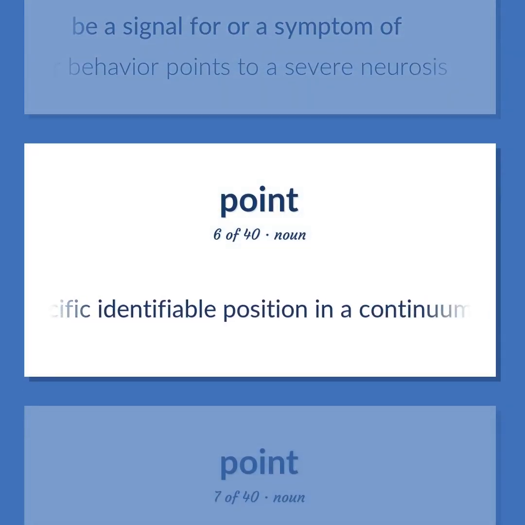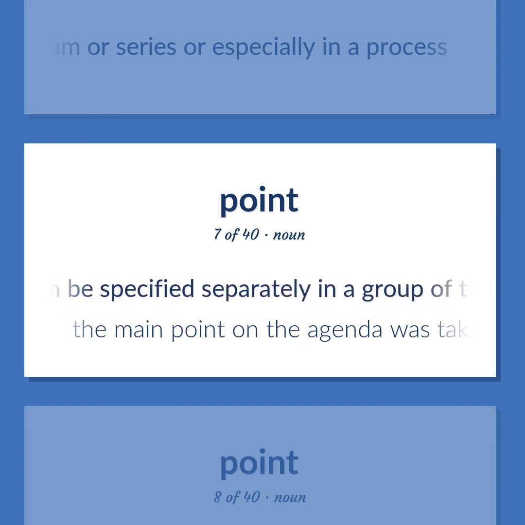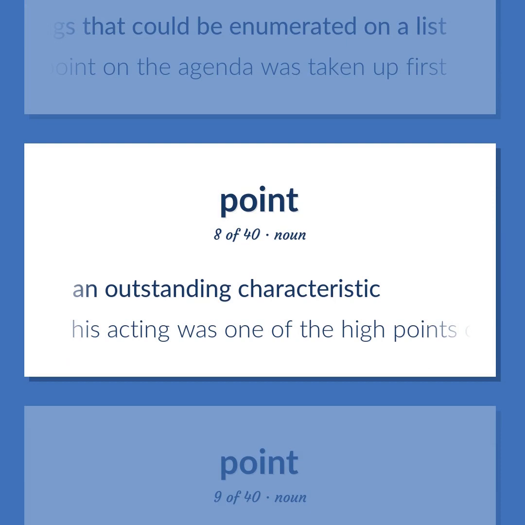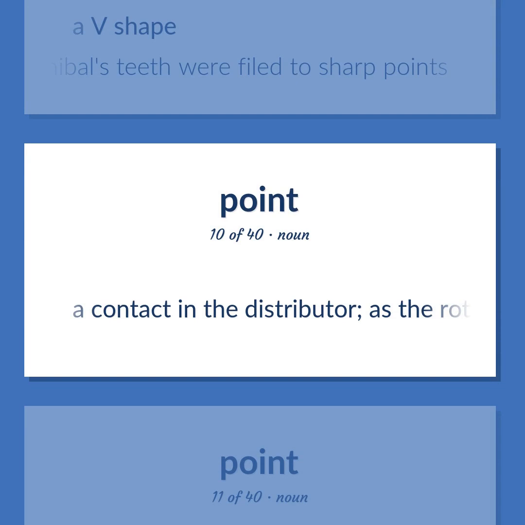A specific identifiable position in a continuum or series or especially in a process. A distinct part that can be specified separately in a group of things that could be enumerated on a list. The main point on the agenda was taken up first. An outstanding characteristic. His acting was one of the high points of the movie. A V shape. The cannibal's teeth were filed to sharp points. A contact in the distributor. As the rotor turns, its projecting arm contacts them and current flows to the spark plugs.